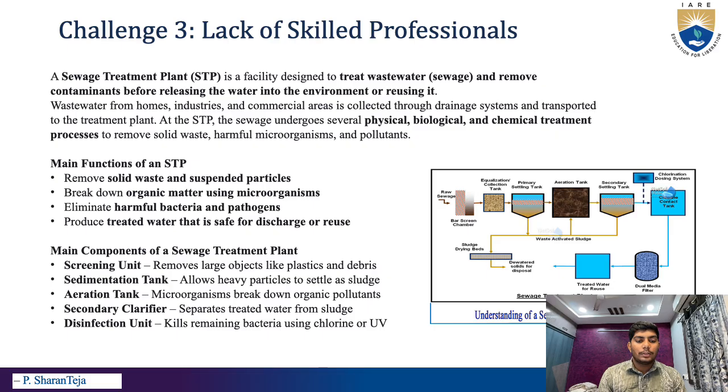Main components of sewage plants: the screening unit removes large objects like plastic and debris. The sedimentation tank allows heavy particles to settle as sludge. In the aeration tank, microorganisms break down organic pollutants. The secondary clarifier separates treated water and sludge. The disinfection unit kills remaining bacteria using chlorine and UV.